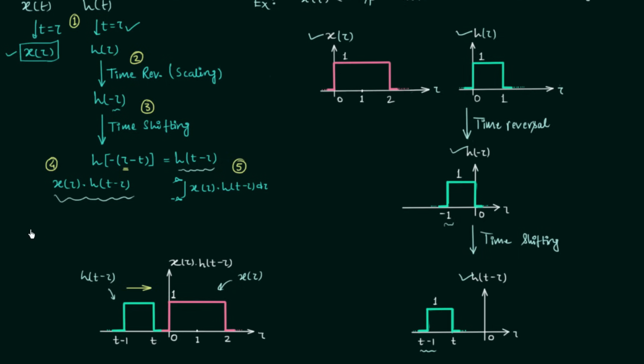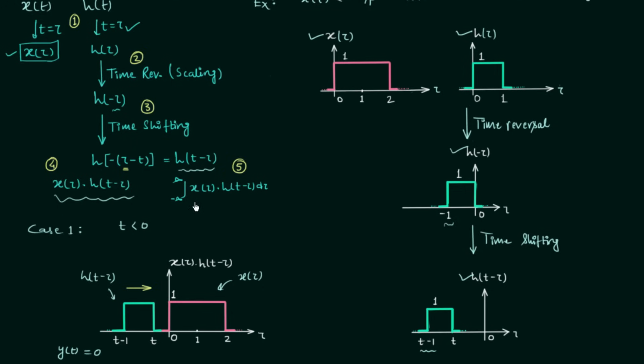Let's say this case is case number 1, and in this particular case we are considering time t to be less than 0. You can see there is no overlap between the two signals h(t minus tau) and x(tau), and as there is no overlap, the multiplication is going to be 0. So we will have x(tau) times h(t minus tau) equal to 0, and when you integrate it from minus infinity to infinity, you will get 0. So I can write y(t) is equal to 0 when t is less than 0.